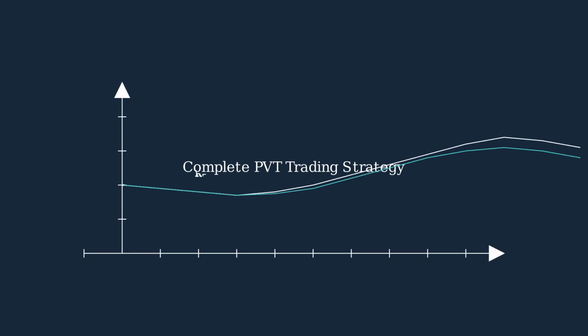This strategy combines price action with PVT confirmation. We enter when price breaks above resistance and PVT shows strong upward movement. Always place a stop loss below a recent swing low to manage risk. We exit the trade when PVT starts showing weakness or divergence from price, indicating momentum is slowing.